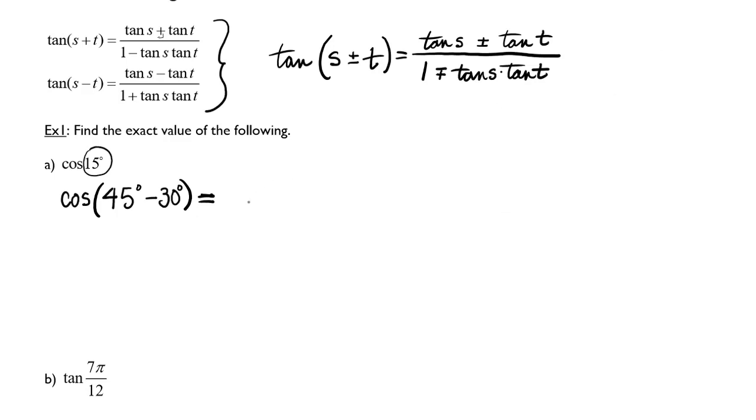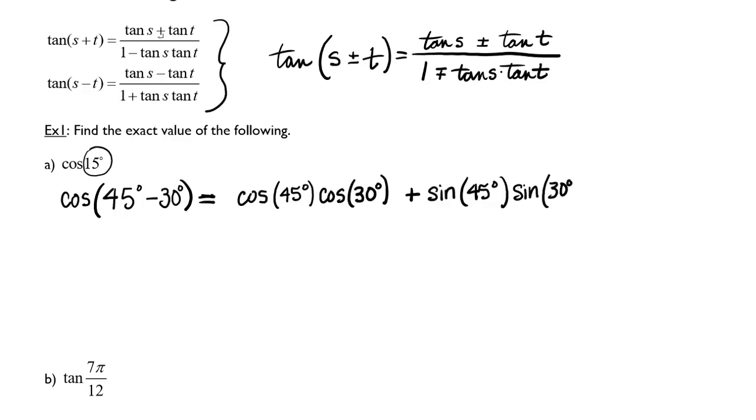Cosine's the trig function that doesn't play well with others. So we have a cosine of 45 degrees times cosine of 30 degrees plus, because again, it's opposite here. And then we have to put the signs by themselves because cosine doesn't like them. Plus sine of 45 degrees times sine of 30 degrees.